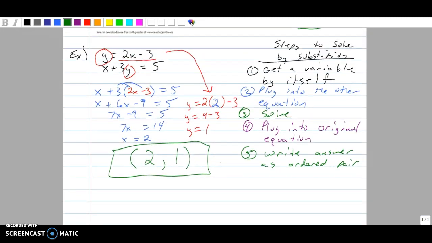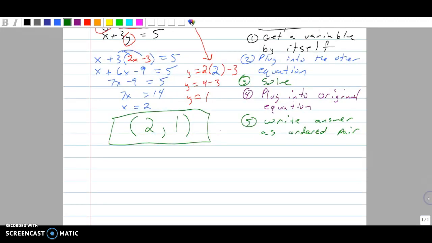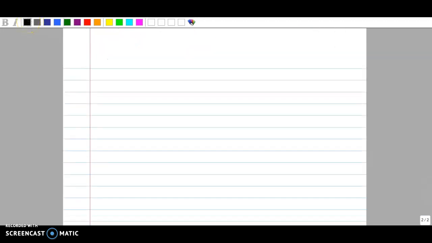All right, so this one was easy because step 1 was done for us. Get a variable by itself. Let's do another example. Example 2. We have x minus y is equal to 3. And we have x plus 2y is equal to negative 6.